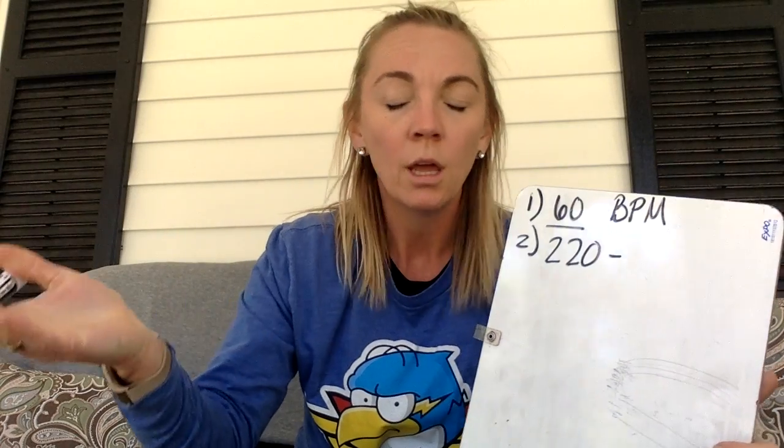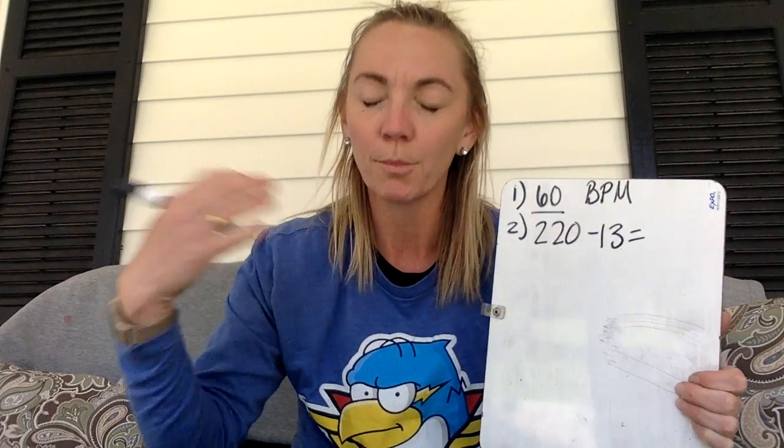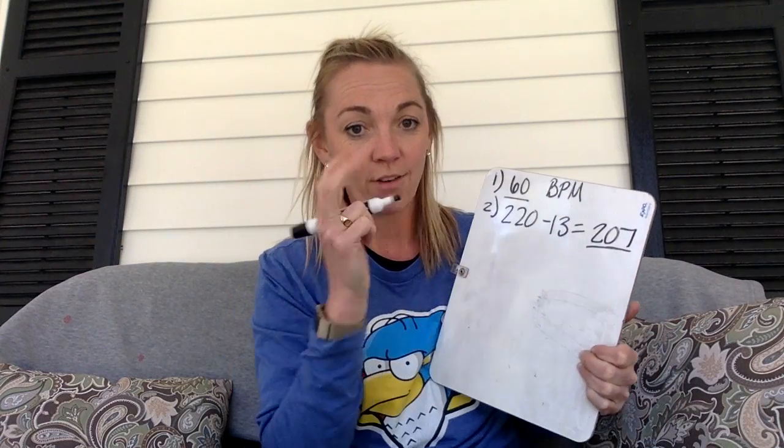So let's go to number 2. Number 2 is your maximum heart rate. You're going to take 220 and minus your age. I'm not going to do 37. Let's pretend I'm a middle schooler and I'm 13. So I do 220 minus 13. Again, you're pretending I'm a 13-year-old. Then I get 207. So my maximum heart rate is 207 for number 2.